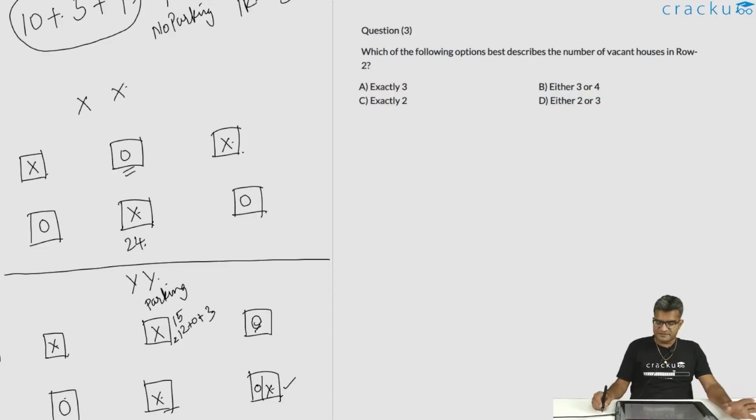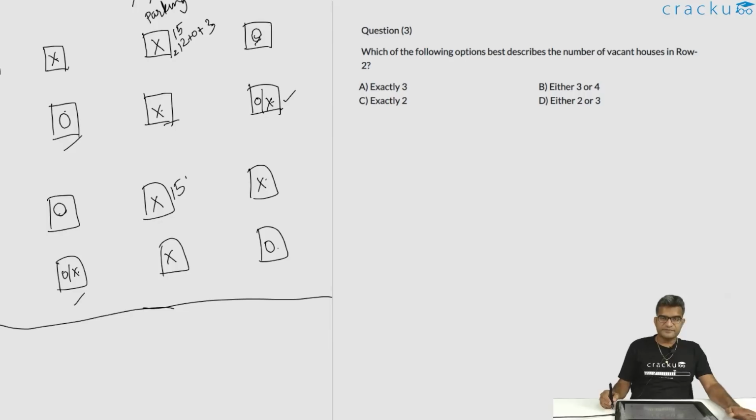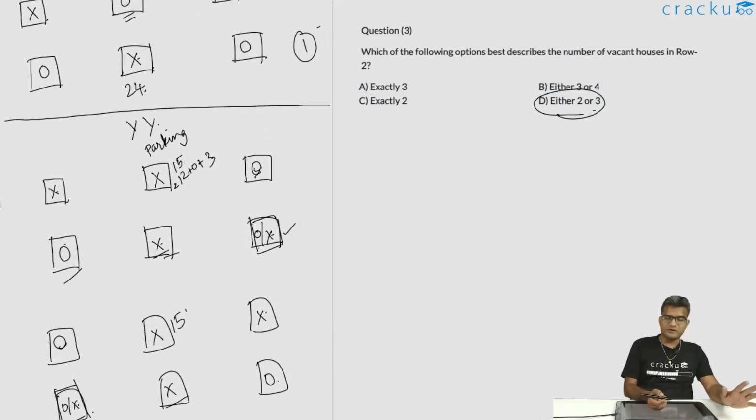Which of the following best describes the number of vacant houses in row 2? In row 2 in XX, we have one vacant house. That is B2. In block YY, we have definitely one vacant house, which is E2. And either F2 or D2 can be vacant. So the correct answer is 2 or 3. The 2 houses which are definitely vacant are B2 and E2, and either 0 or 1 houses are vacant between D2 and F2. So it is either 2 or 3.